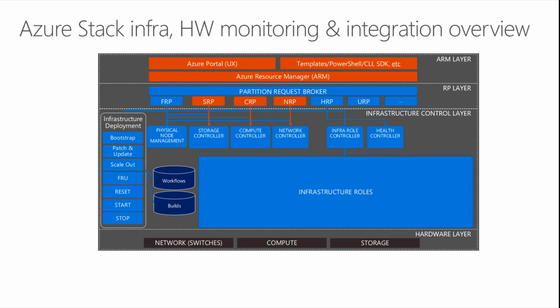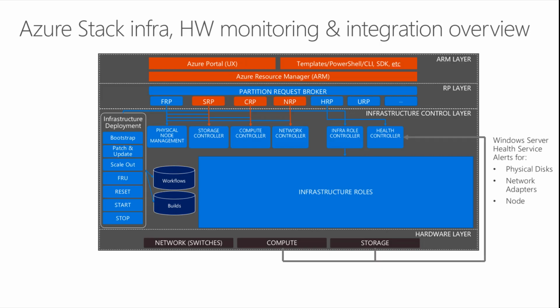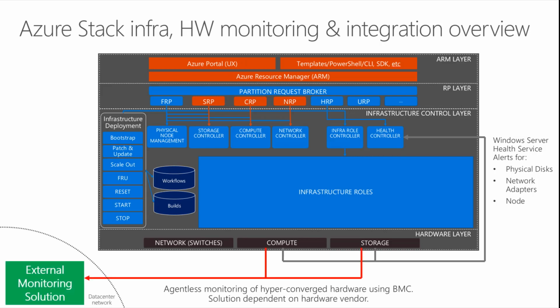So from that RP layer down, that's what we call under the hood of the car that we're not getting into. And then there's also Windows Server Health Service alerts for things like the physical disks, the network adapters, and the nodes inside the actual Azure Stack system. And then we can have agentless monitoring of hyperconverged hardware using the BMC or baseboard management controller, which that solution is dependent upon the hardware vendor, and each vendor has their own solution.